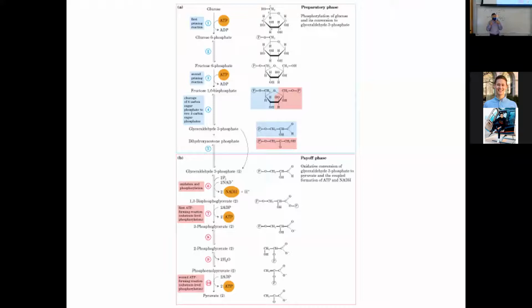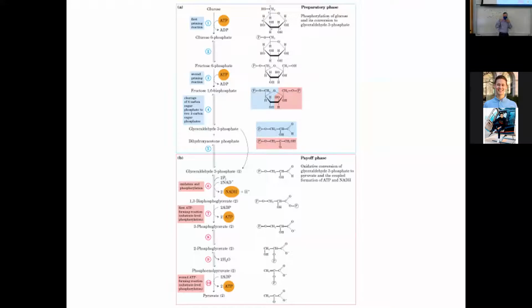So anytime we come up to a situation where the pathway becomes, you can't go back, there is a level of regulation. By far and away, the most regulated step in glycolysis is step number 3. So just keep track of that.